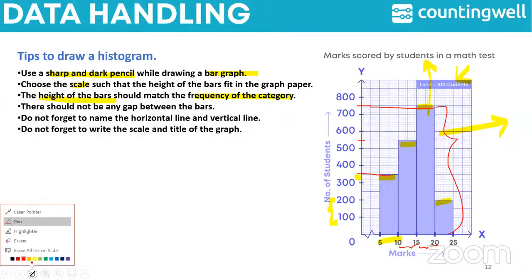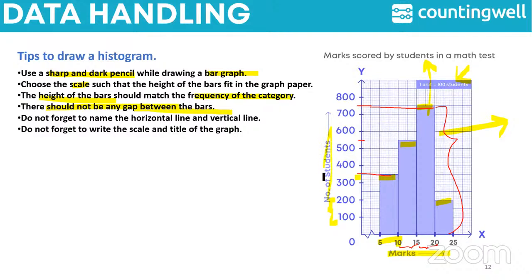Okay. And one more important thing is there shouldn't be any gap between the bars. Here you can see it is continuous: 5 to 10, 10 to 15, 15 to 20, 20 to 25. That's why we are taking continuous class intervals, meaning the higher limit of the first class will be the lower class limit of the second class. Also, do not forget to name the horizontal line and vertical line. Here the horizontal line represents the marks and the vertical line represents the number of students.